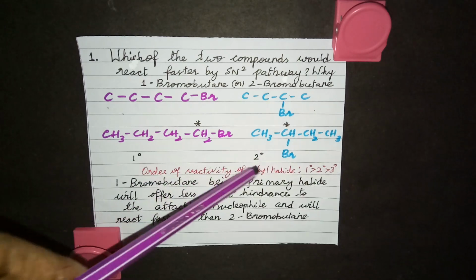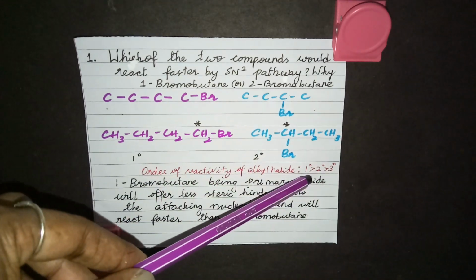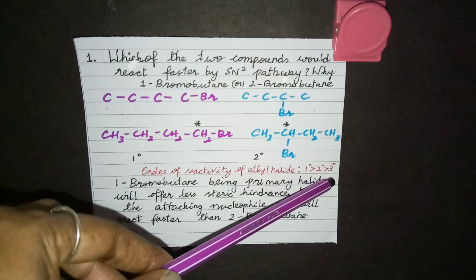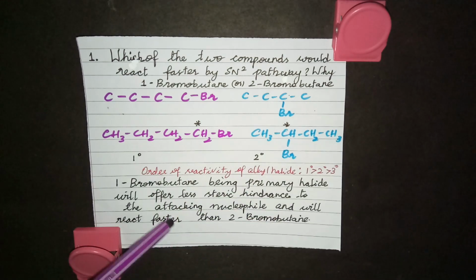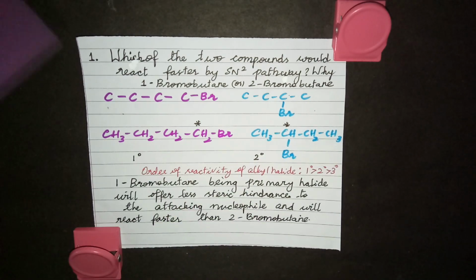And you know the order of reactivity of alkyl halides: primary will react faster than secondary, than tertiary. So 1-bromobutane, being a primary halide, will offer less steric hindrance to the attacking nucleophile and will react faster than 2-bromobutane. This is how you have to answer. Let's see one more example.